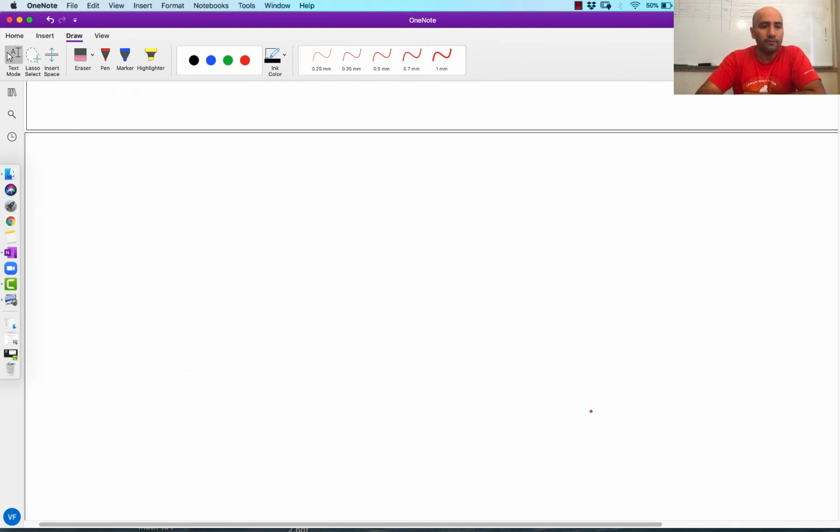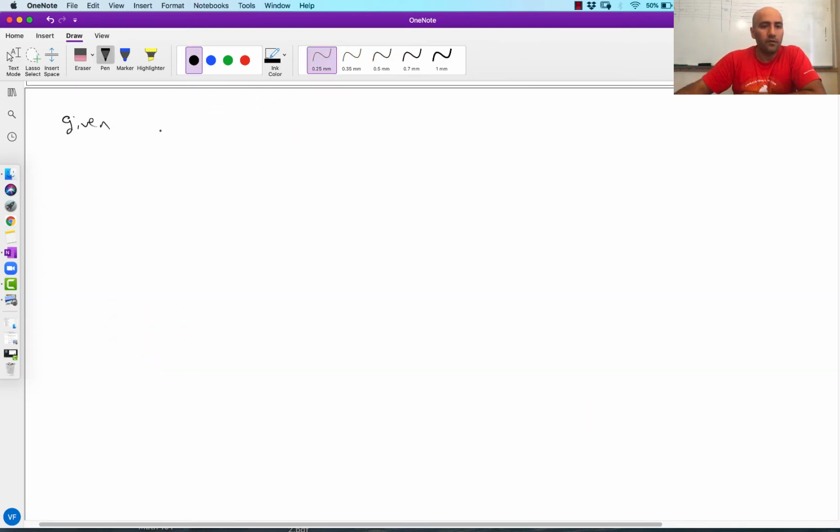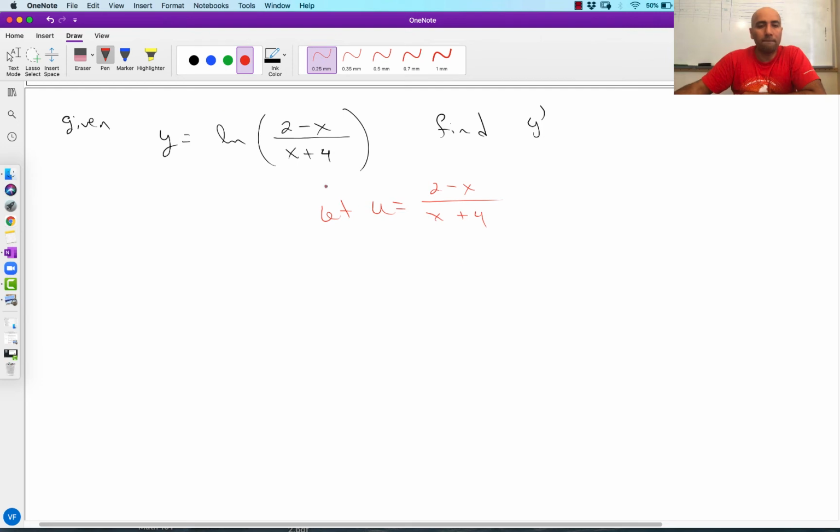Okay, another example. Given y equals ln of, and then we have this giant fraction where we have 2 minus x in the numerator, and an x plus 4 in the denominator. Let's find this derivative. Okay, so find y prime. Again, we're going to do a little u substitution. We're going to let u equal that whole thing, 2 minus x all over x plus 4.